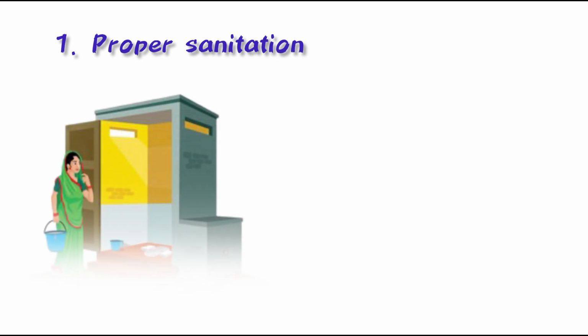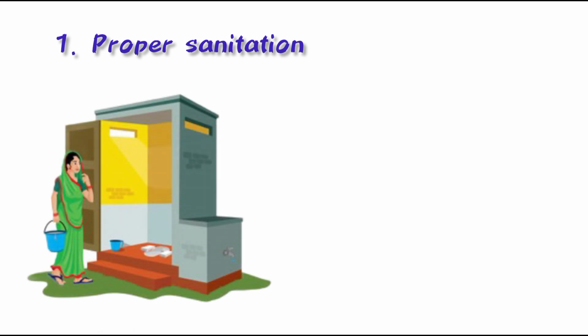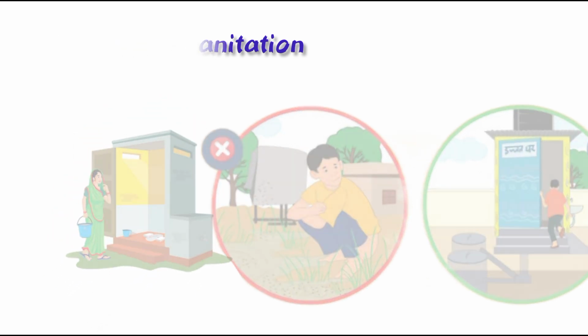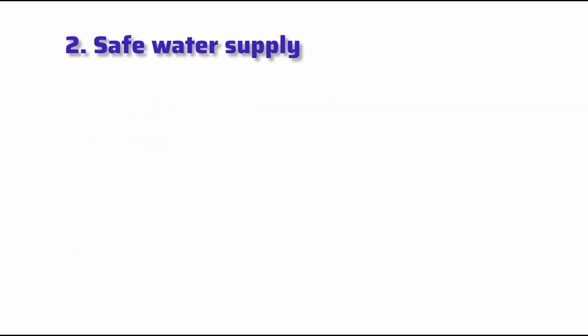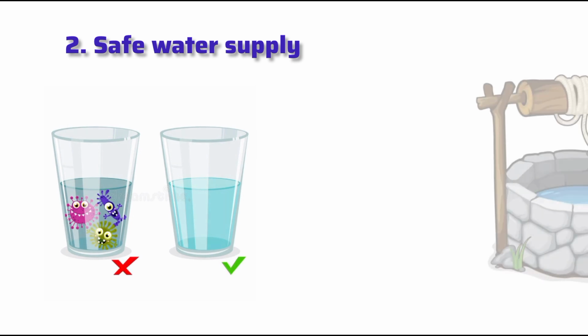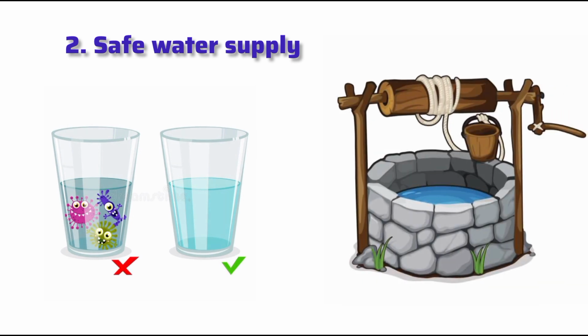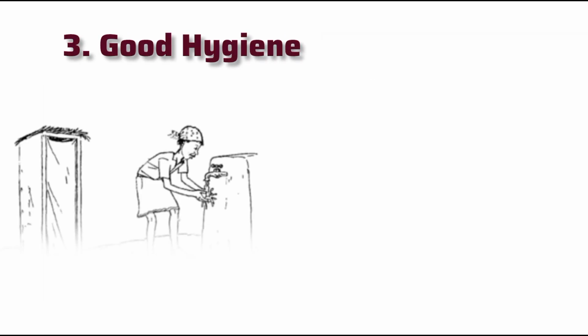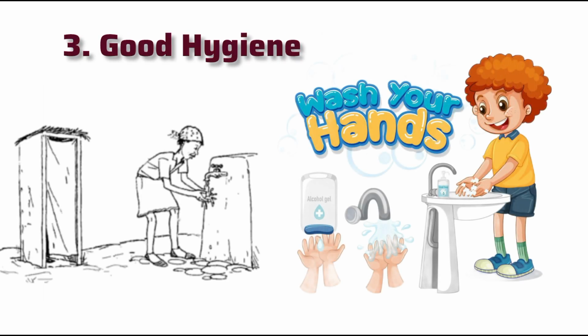Proper sanitation. Use toilets or latrines to safely manage waste, and this prevents feces from contaminating the environment. Safe water supply. Always drink clean and treated water, and protect water sources from contamination by keeping them covered and safe.